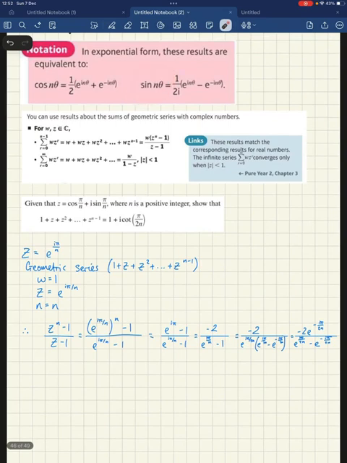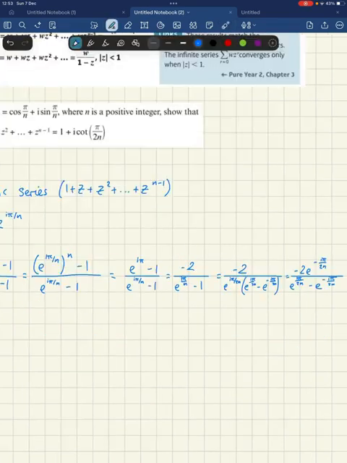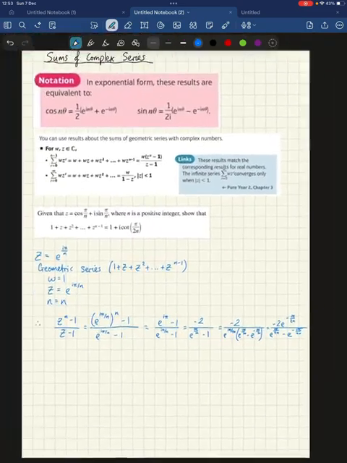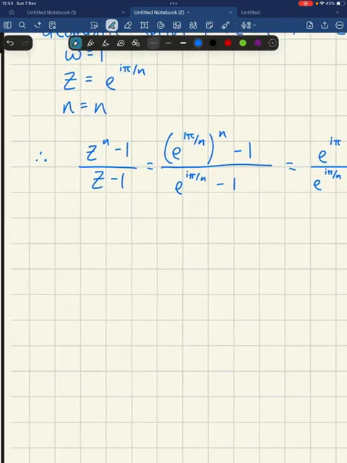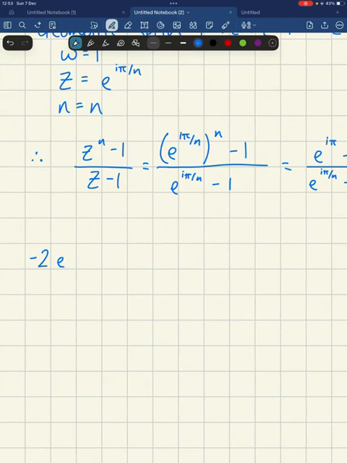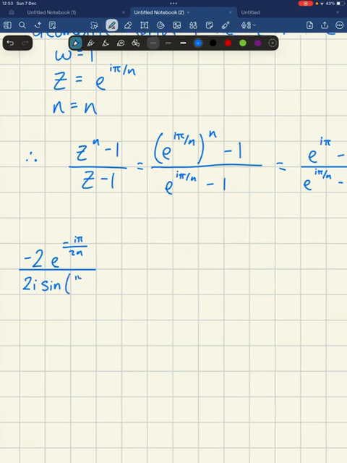Well, we said that sine of n theta was equal to 1 over 2i times this, but we've not got the 1 over 2i anywhere. So, like we said earlier, 2i sine of n theta is just going to be what's in the brackets. So we can write it in terms of sine now. So we've got minus 2 e to the minus i pi over 2n, and this is all over 2i sine of pi over 2n.